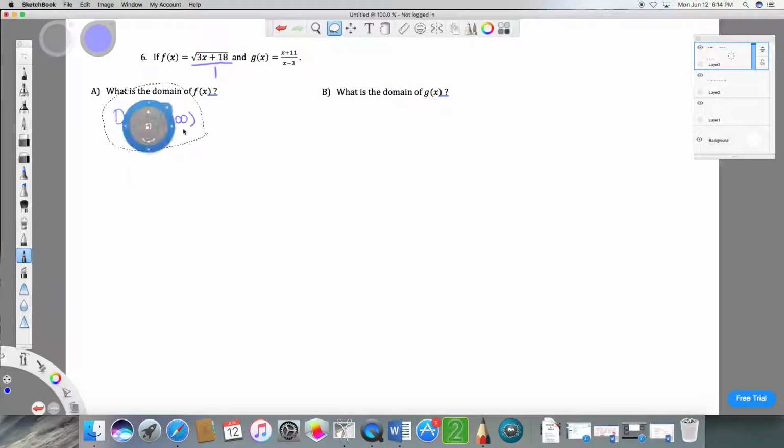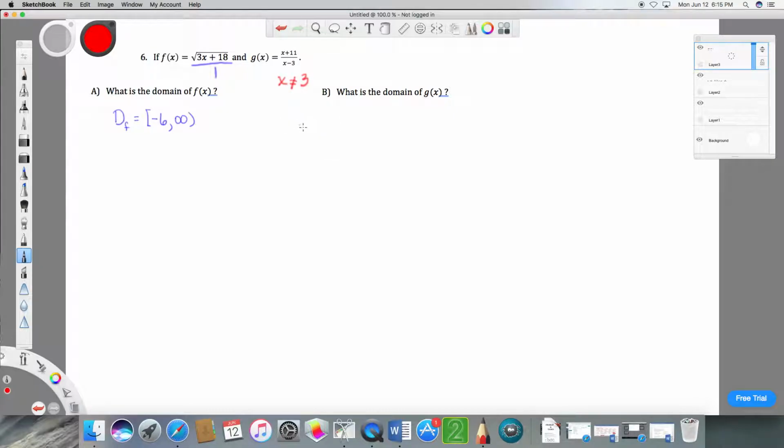All right, so let's find the domain of g. When I look at g, I do not see any square roots like I did in f. I don't have to worry about taking the square root of a negative number. But I do see a variable in the denominator. And I can see by inspection that I want to avoid letting x be positive 3, because 3 minus 3 gives me 0, and division by 0 is undefined.